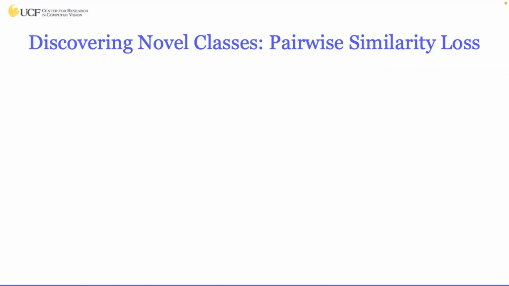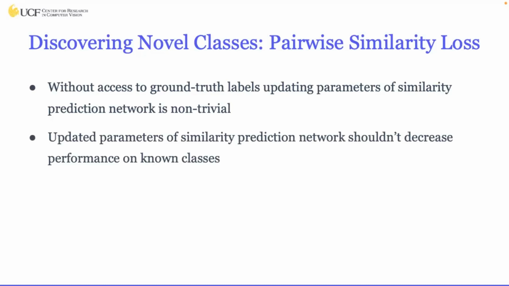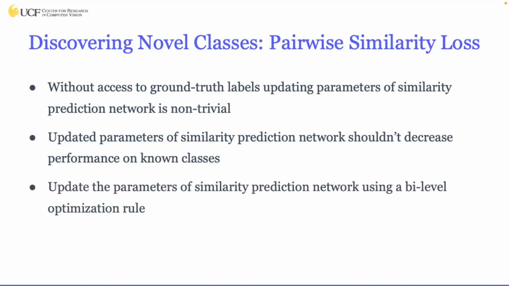However, optimizing the parameters of the similarity prediction network without access to the ground truth labels is non-trivial. To address this issue, in this work, we make a design decision where we want to update the parameters of the similarity prediction network in such a way that it should not decrease the performance on known classes. Particularly, we update the parameters of the similarity prediction network using a bi-level optimization rule, which performs implicit optimization based on the cross entropy on labeled samples. Hence, the performance should not go down on the labeled samples.